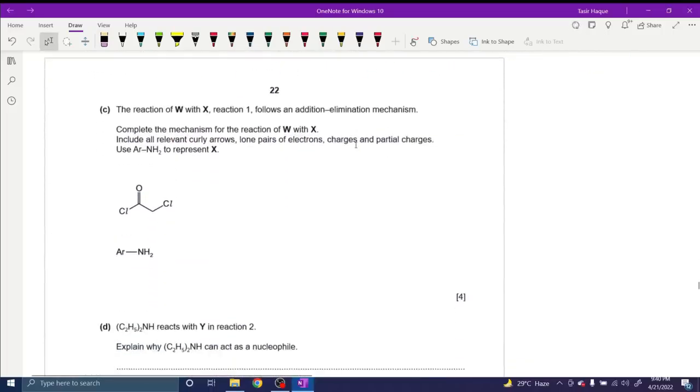Okay, the reaction of W with X follows an addition-elimination reaction. This is the new addition to your 2022 syllabus. This is really important. Both sigma bonds and pi bonds are produced and broken in this reaction. So complete the mechanism of the reaction for addition-elimination.